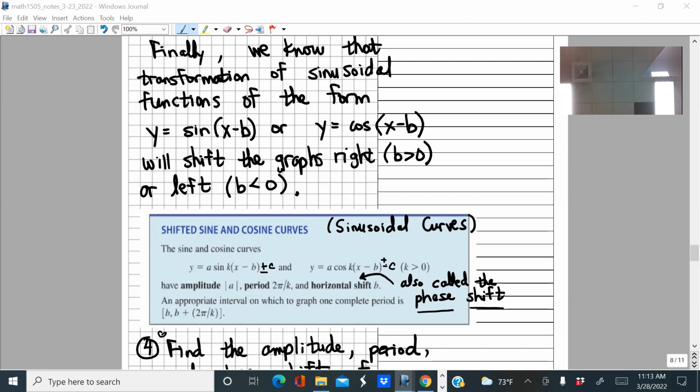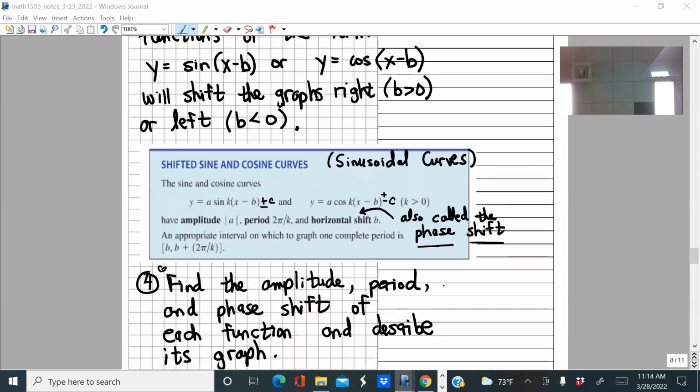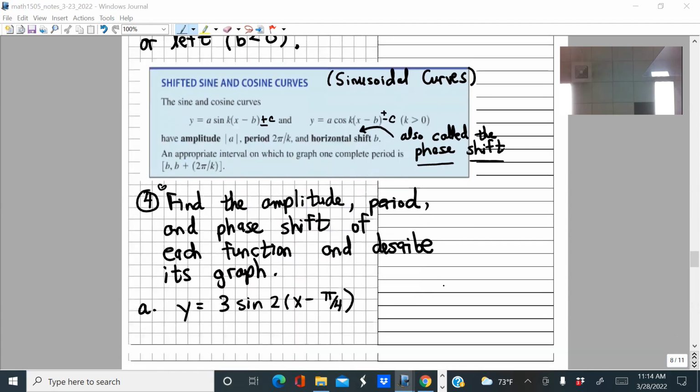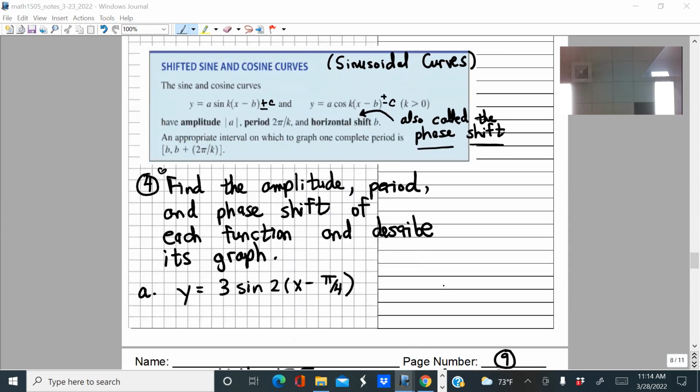But again, the book doesn't really focus on these. I don't know if you have any vertical shifts in your homework. So I just added that on here just to remind you that we can also do vertical shifts by adding or subtracting constants, but not inside of the sine or cosine function. And again, this horizontal shift is referred to in this setting as a phase shift.